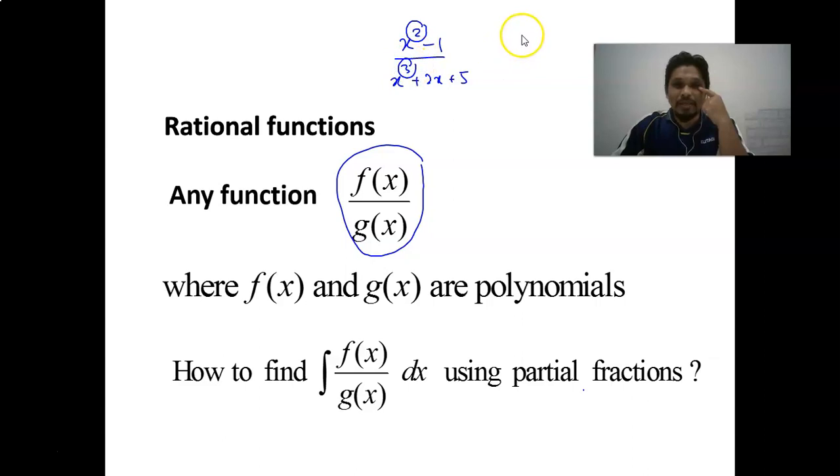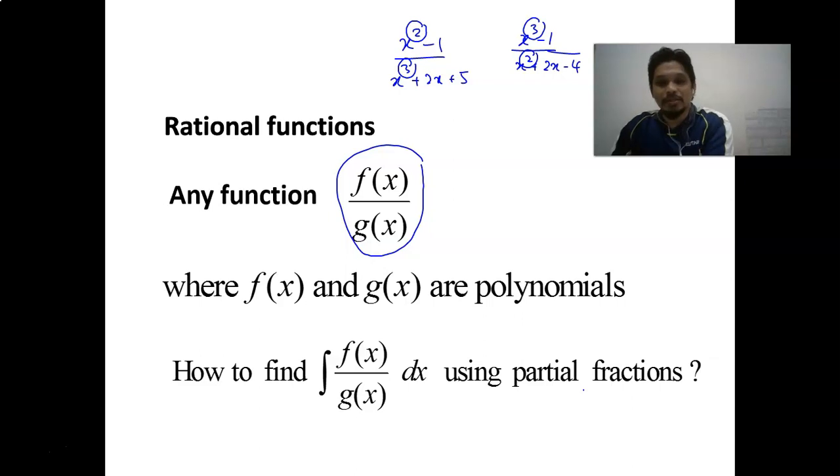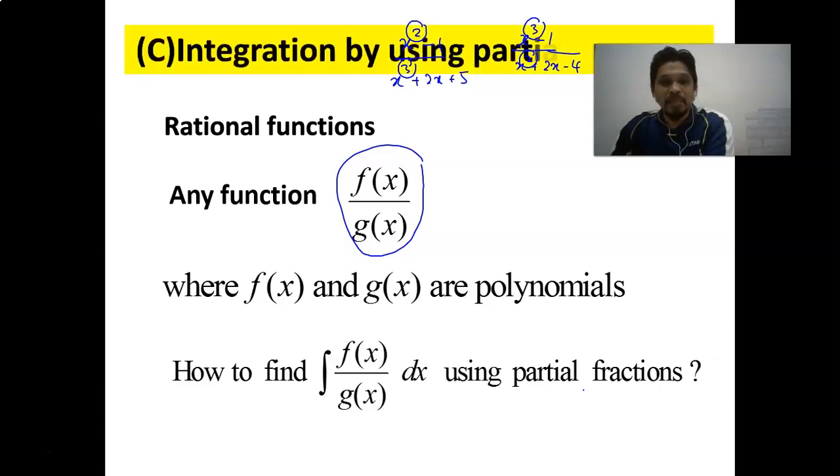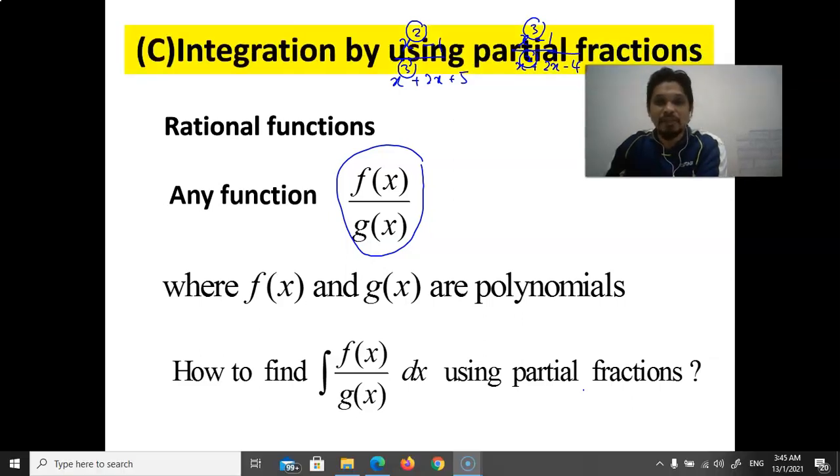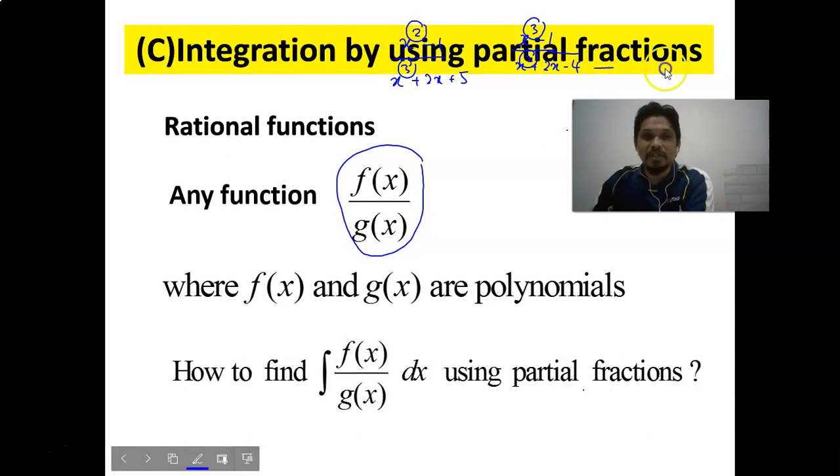And if this happens, x cubed minus 1 divided by x squared plus 2x minus 4, where the degree of x from the numerator is greater than that of the denominator, what we need to do to make it a rational function. Okay, so integration by using partial fraction. It's a fraction here. It's all fraction here.